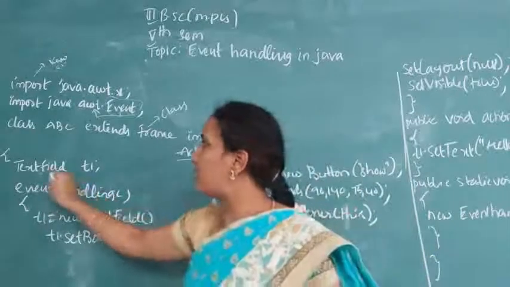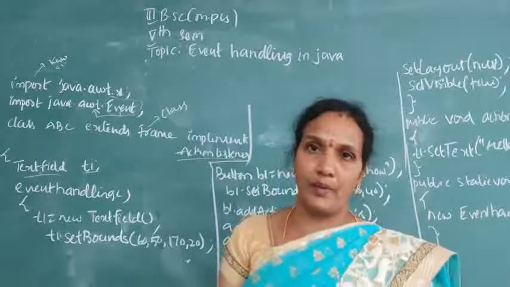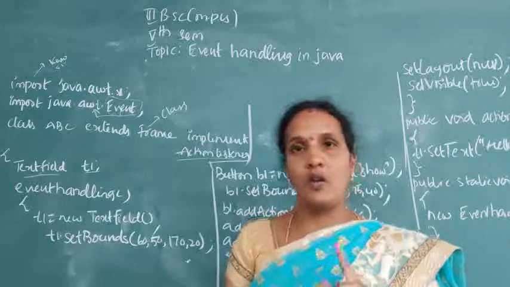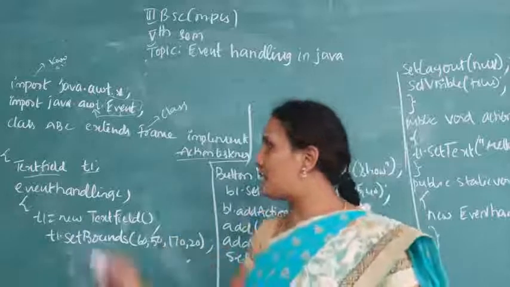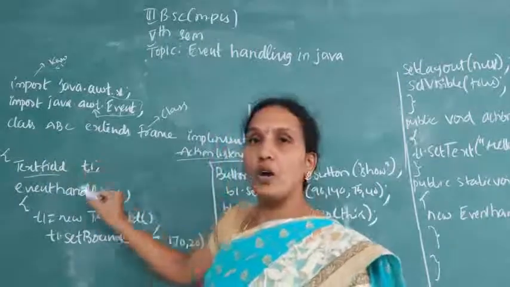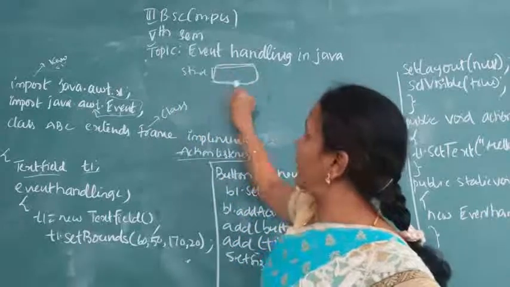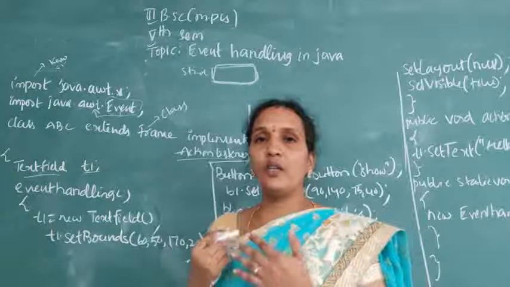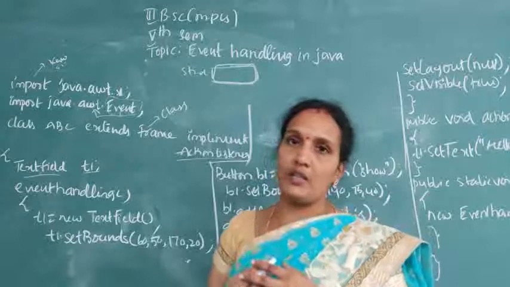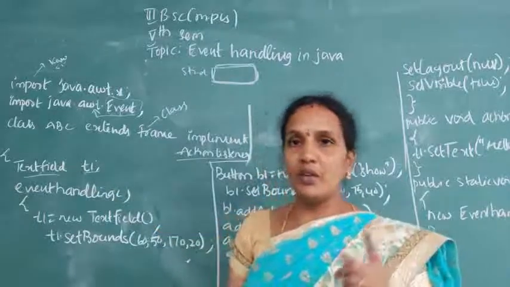Now, TextField T1. TextField is a class and T1 is an object. See, Java is a truly object-oriented programming language, so everything should be in the form of objects. TextField is a class, and we are creating an object of that class. For example, student name, this is called a text field. So whenever you are using any event, for each and every event, it is nothing but an object of that particular class.